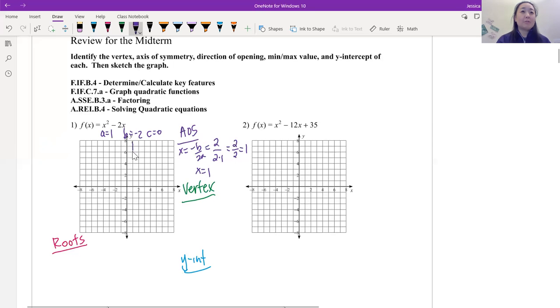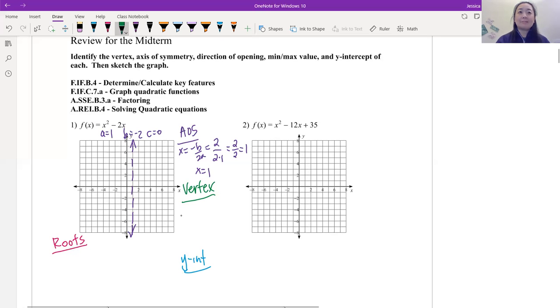So in class, I did more of a conceptual way of doing it, and here, this is the algebraic way of doing it. Either way is okay. So for the vertex, we know that the vertex is somewhere here on the AOS.